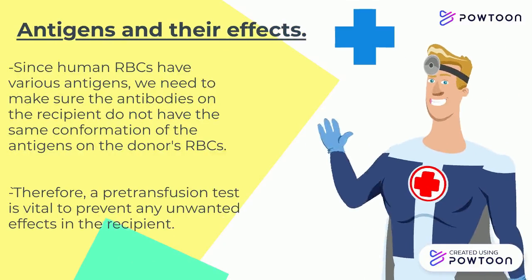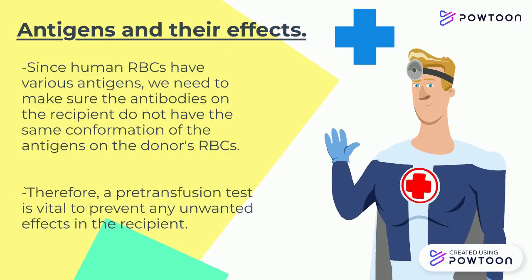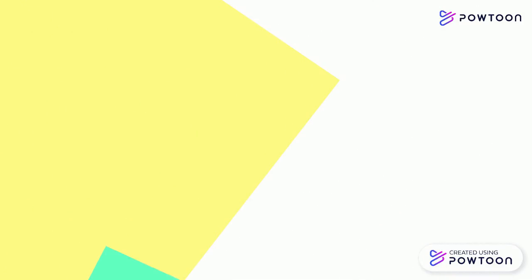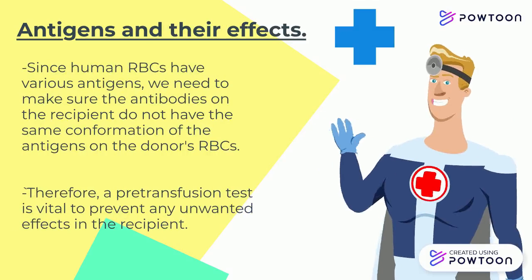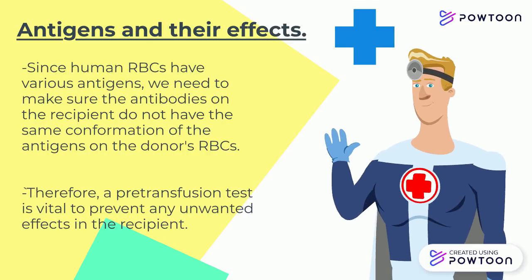Okay, so now let's take a look at the antigens and their effects. Since human red blood cells have various antigens, we need to make sure that the antibodies from the recipients do not have the same conformation of the antigens on the donor's RBC. Therefore, a pre-transfusion test is very vital to prevent any unwanted effects in the recipient, as mismatched blood transfusions might sometimes even be fatal. The details of this will be discussed by Banu later in the video.